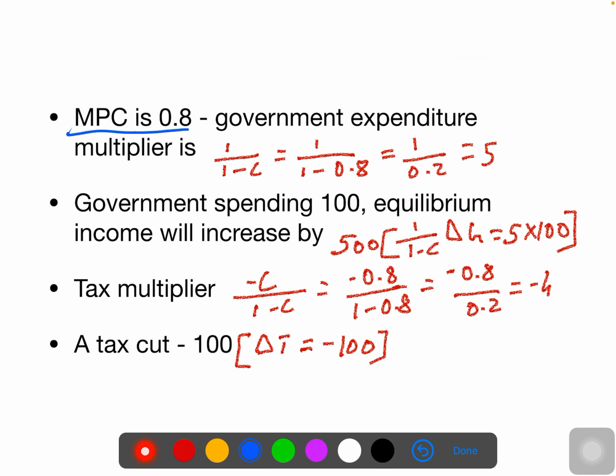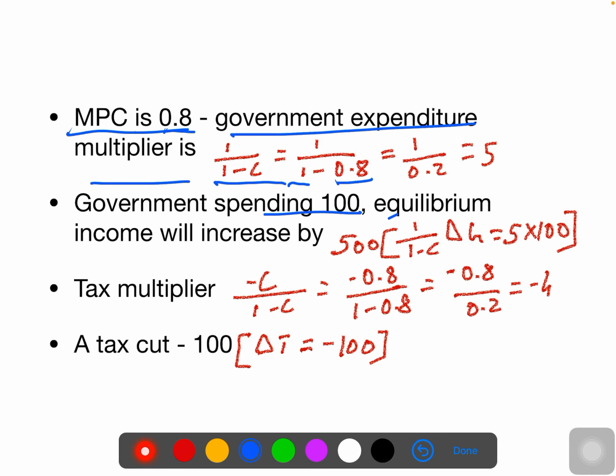MPC is 0.8. We have already studied what MPC is, marginal propensity to consume. When the marginal propensity to consume is 0.8, the government expenditure multiplier we can analyze like this: 1 divided by 1 minus c, which is 1 divided by 1 minus 0.8, where 0.8 is a constant, equal to 1 by 0.2, which is equal to 5. Government spending is going to increase by 100 rupees.